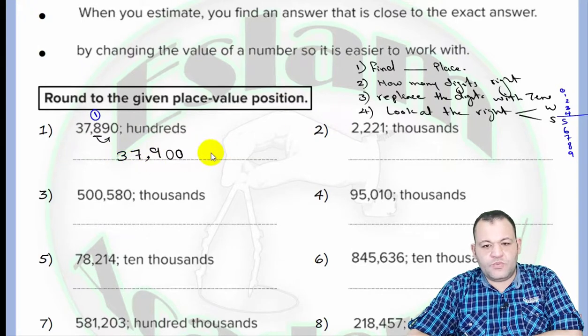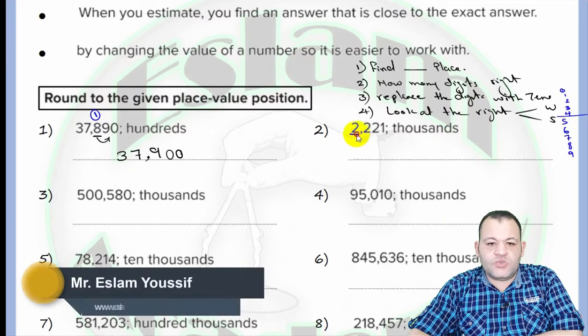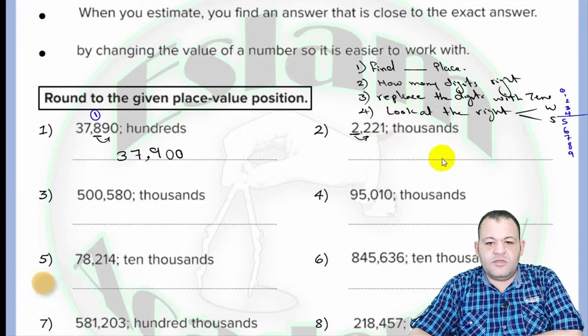Again for number 2, we need to round to the nearest 1,000. So number 1, we need to find the place value. The digit which lies at the 1,000 place is 2. So look at the right. How many digits are at the right? We have 1, 2, 3. So replace them with zeros.